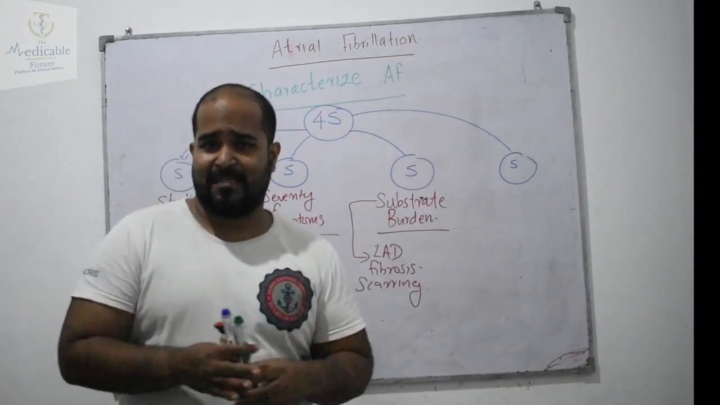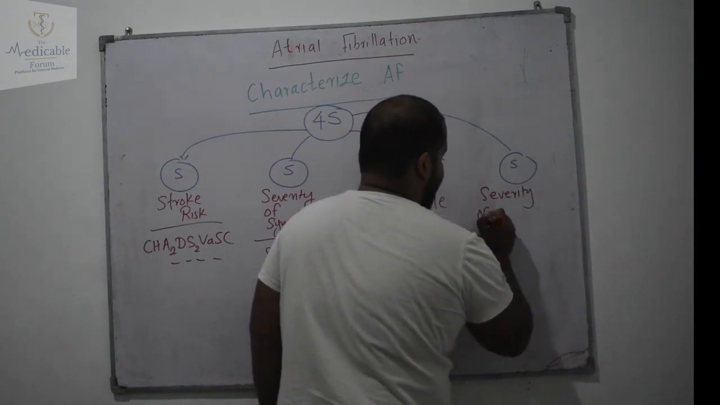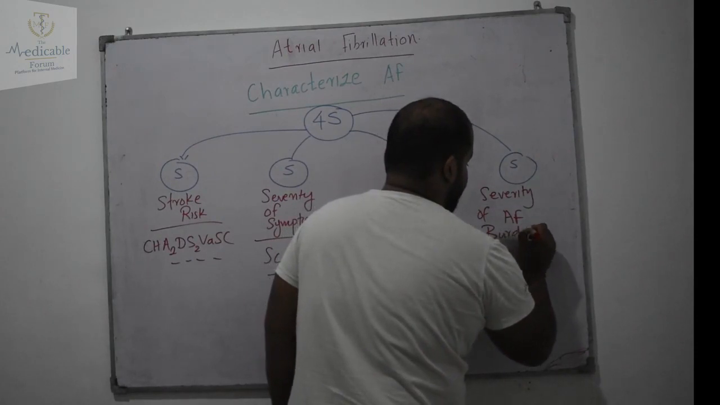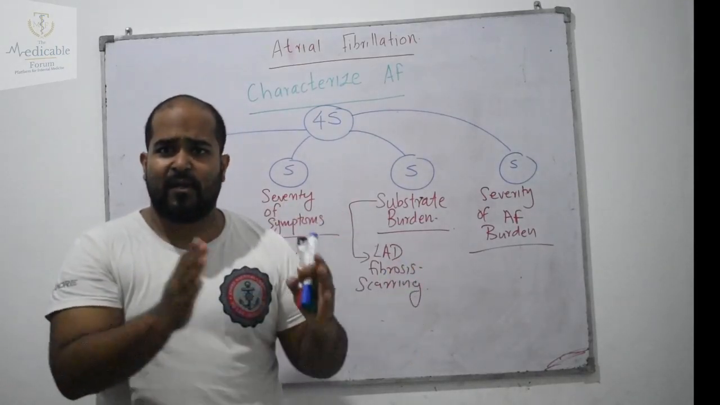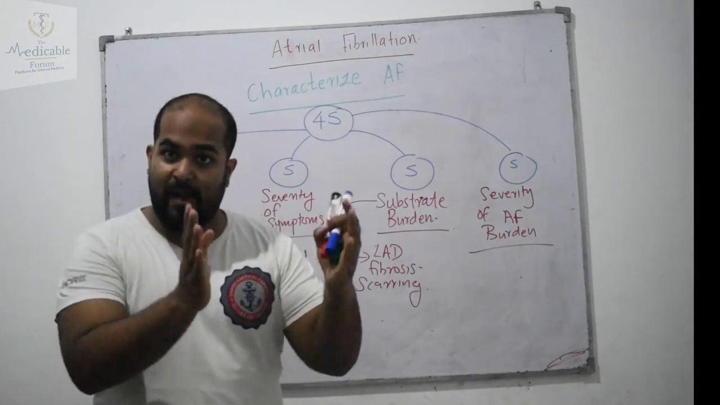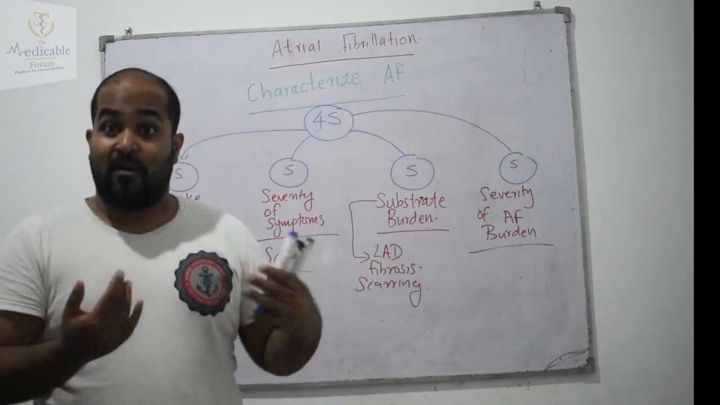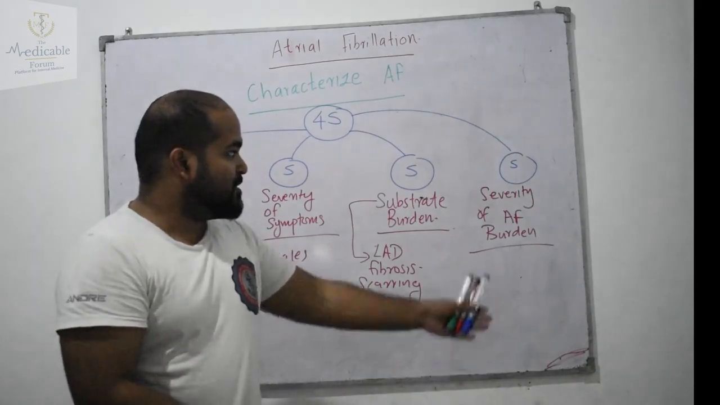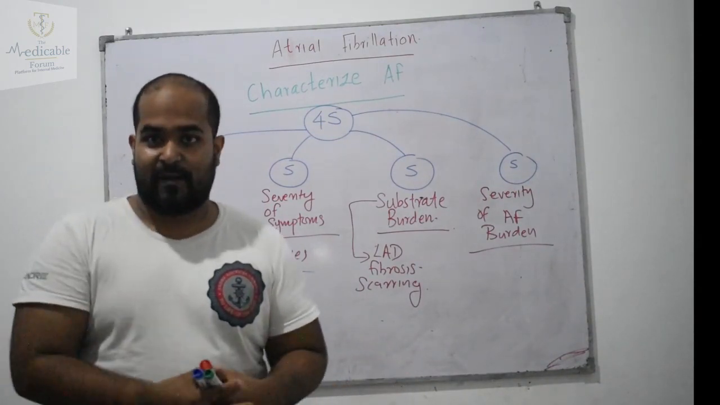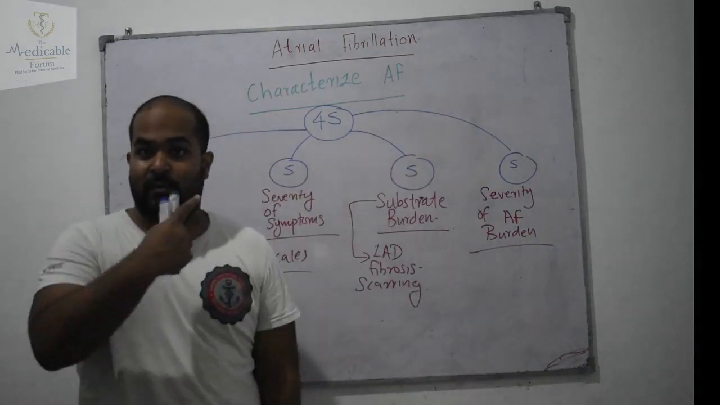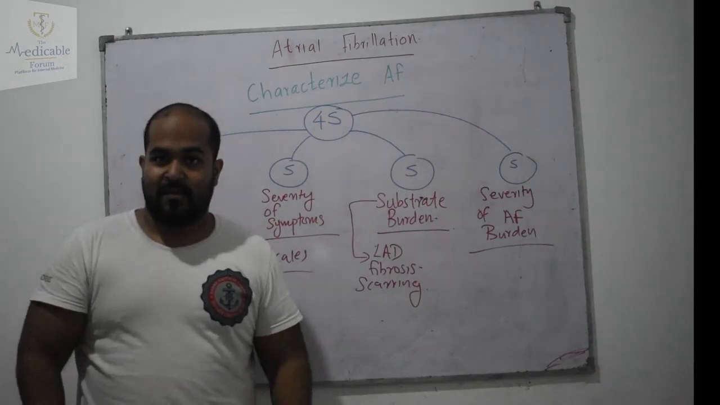Now the next one is the severity of AF burden. That means if this patient is having an atrial fibrillation, for how long is he on atrial fibrillation? It could be a short paroxysm, it could be a new onset of AF. It could last more than 48 hours, it could last until 1 week, which we call persistent. It could last until even 1 year, it is long-standing persistent. It could be even chronic. So these are the types of AF burden. As long as they are on AF, if they don't have better symptom control, they can have issues. So that is why you have to characterize. So once again, to recap, 4S to characterize after you confirm: stroke risk, severity of symptoms, substrate burden, severity of AF burden, and it's simple as that.